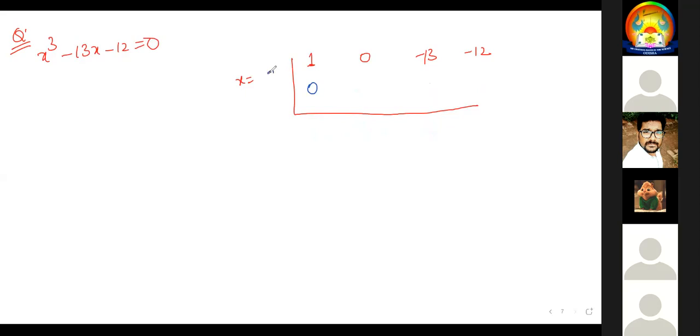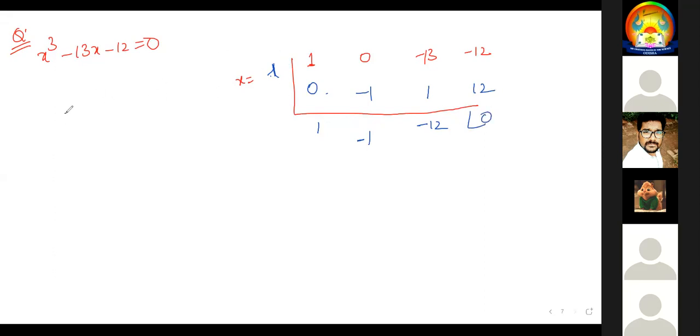Now go with 3. 1, 3s are 3. 3 3s are 9. Minus 4. Minus 4 3s are minus 12. Again it will not become 0. Now we'll go to the negative numbers. Minus 1. 1 minus 1s are minus 1. Minus 1, minus 1 becomes minus 1. Minus 1 minus 1s are 1. It becomes minus 12. Minus 12 minus 1s are plus 12. It will become 0.